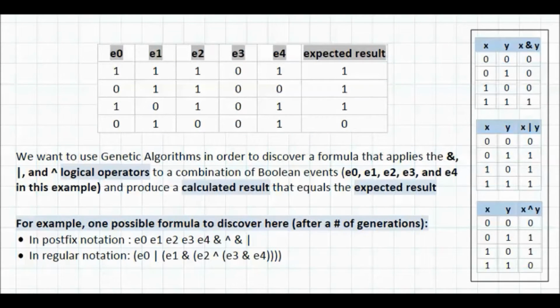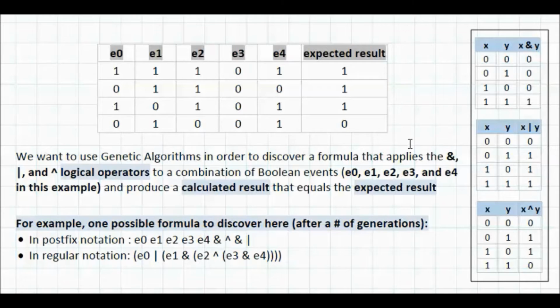We want to use genetic algorithms in order to discover a formula that applies the AND, OR, and exclusive OR logical operators to a combination of Boolean events. And in this case, we have 5 different true-false events. And we want to produce a calculated result that equals this expected result.